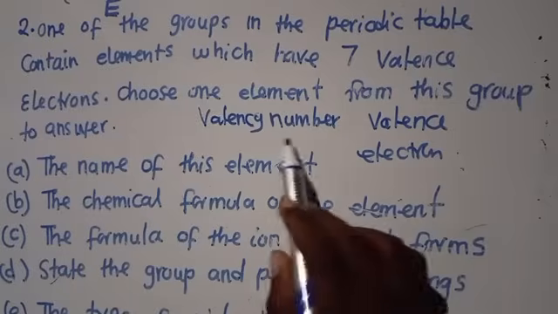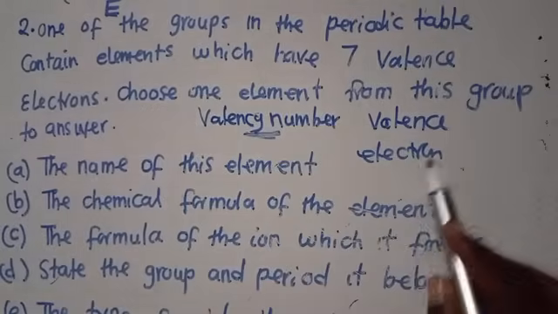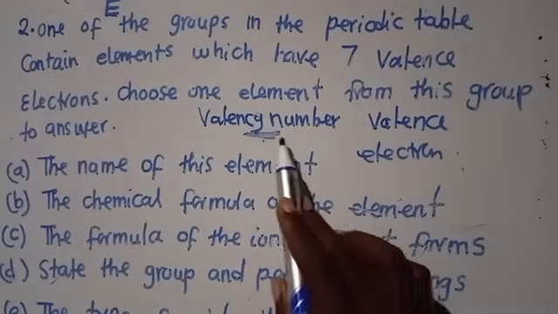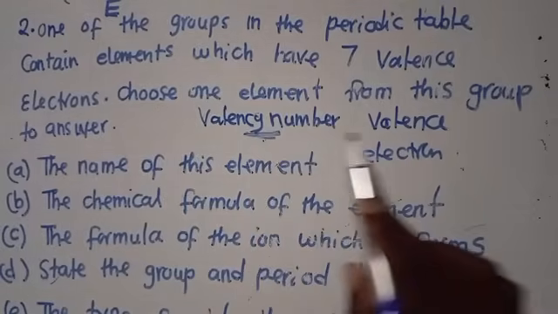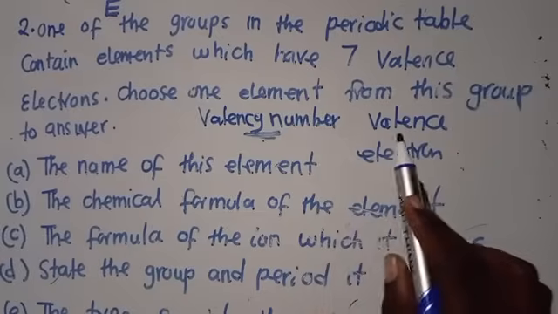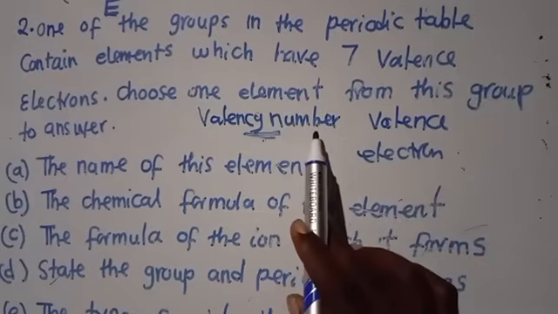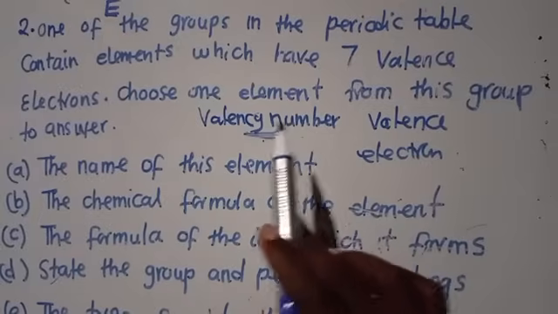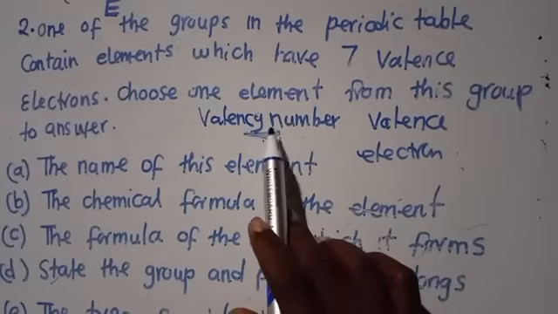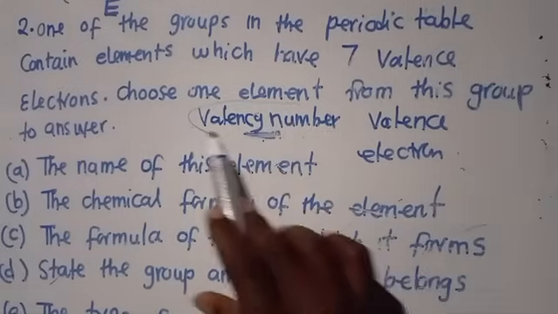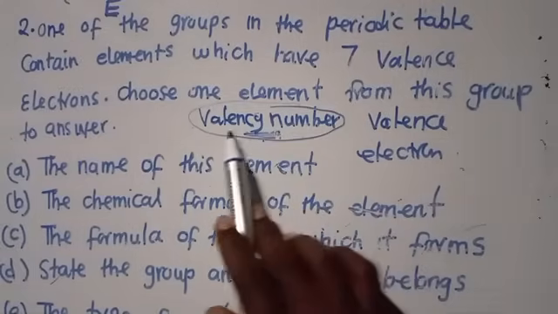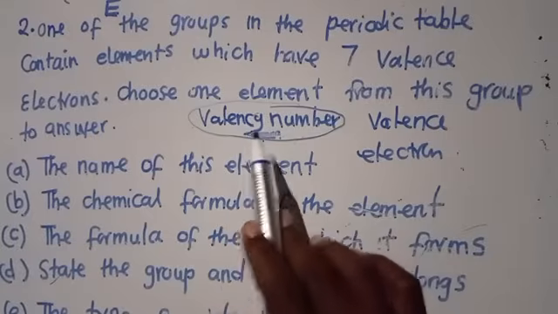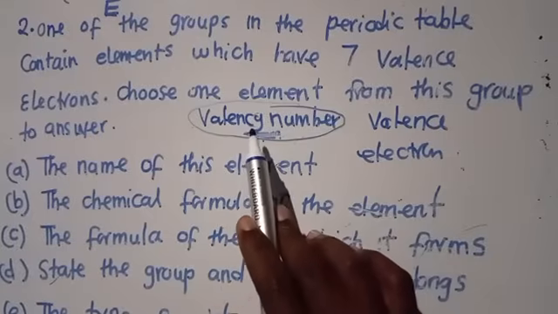Here we are tested on valence number and valence electron. They sound the same, but the spellings are different. Valence number is the number of electrons that an element will lose or gain for it to be stable.